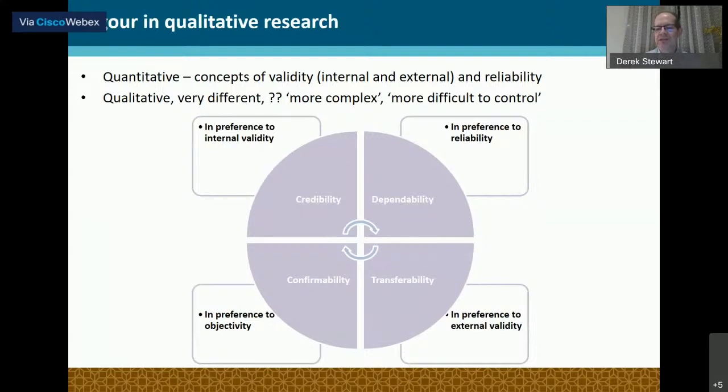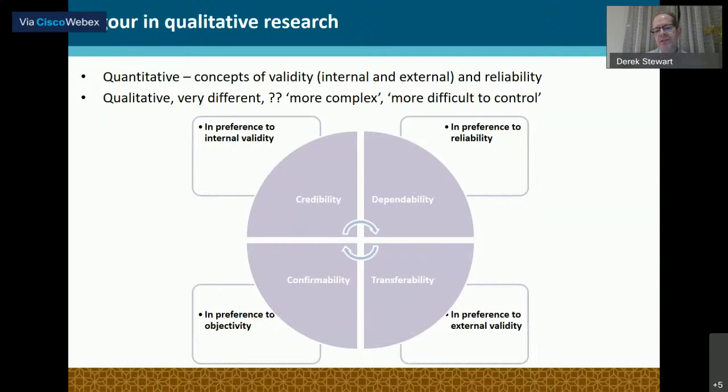We can't say that somebody's experience, that answer, is correct. So it becomes much, much more complex and much more difficult to control. And that's why I say qualitative research is very difficult to do well, and it's very easy to do badly. And people who don't ever do qualitative research tend to dismiss it as being very simple.